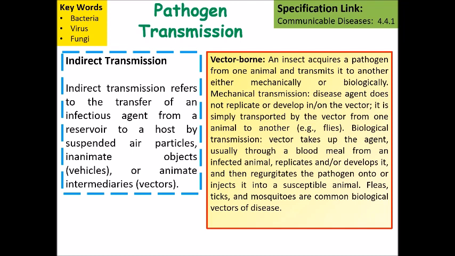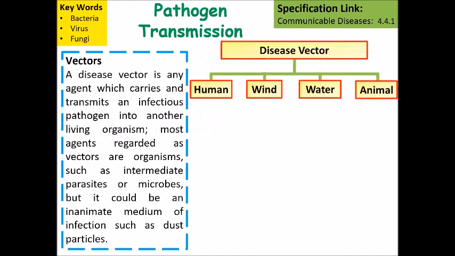The most common example of that would be malaria carried by mosquitoes. So, the four main types of vectors that we need to consider are human vectors, wind vectors, water vectors, and animal vectors.